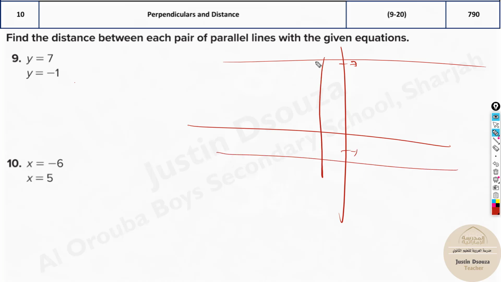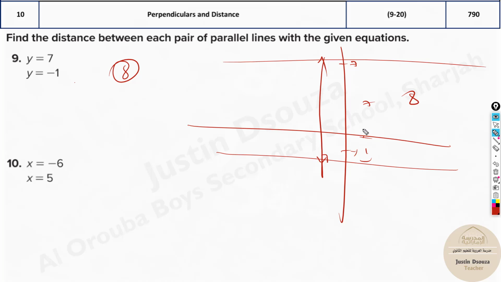What is the distance? Distance is always the perpendicular distance, the straight line, 90 degree. So over here it's 7 and you need to add even this 1 and 7. How much is it? 8. So the distance is 8 here. Very simple, right? What about this x1?